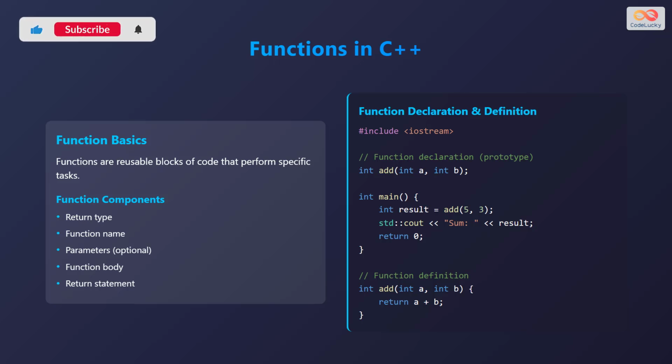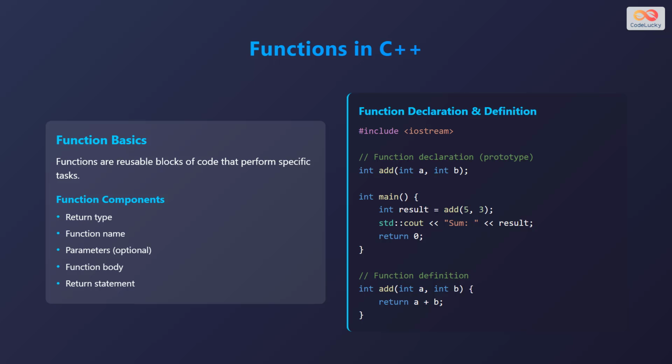Each function has a function body, which contains the code to be executed, and a return statement, which returns a value from the function. Here's an example of function declaration and definition. First, we include the iostream library. We then declare a function called add that takes two integer parameters and returns an integer. This is the function declaration or prototype.